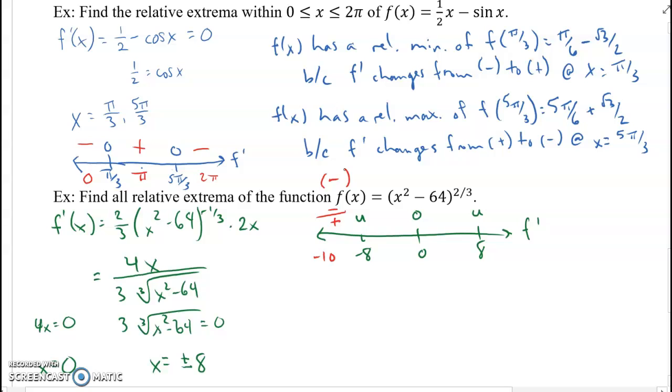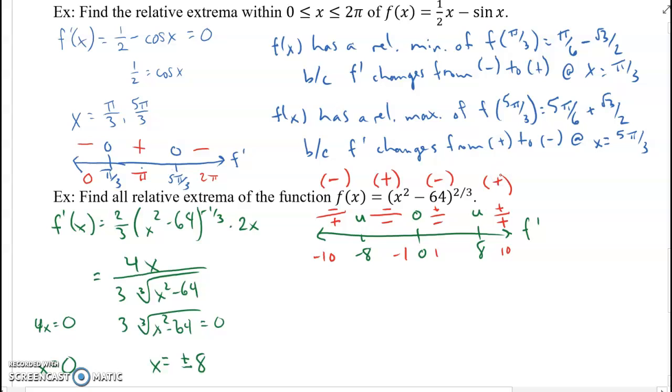Between negative 8 and 0, I like negative 1. That's a pretty easy number to work with. Numerator is still negative on the top, but if we put negative 1 in here, we have 1 minus 64, which is negative. The cube root of a negative number is negative, and 3 times a negative number is negative. So we have a negative over a negative, which is going to give us a positive. And then we just keep on trucking along. 1 is going to give us a positive on the top, but still a negative on the bottom. So that's going to be negative. And 10, for example, is going to give us a positive on the top and a positive on the bottom. So that's going to give us a positive.